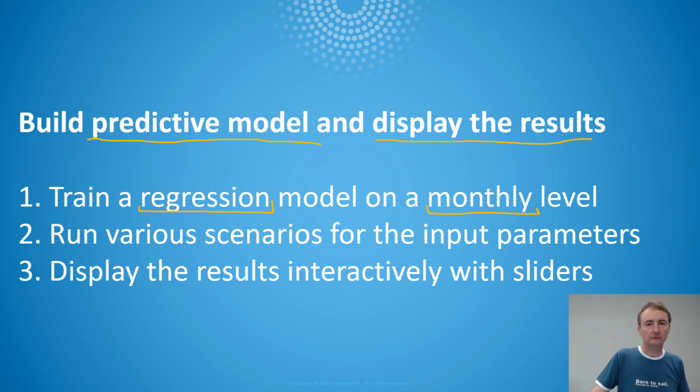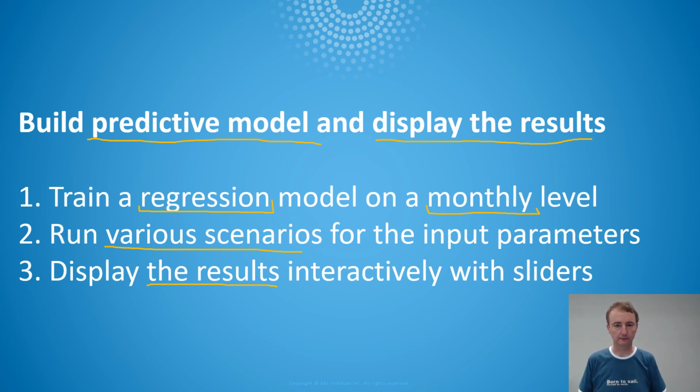And having this model available, I run various scenarios for different input parameters. What happens if we have a hot summer with not a lot of rain, a hot summer with a lot of rain, and so on. And I allow you to display and play interactively with the sliders to understand the results and the scenarios in a better way. We will have a look at that in a second.